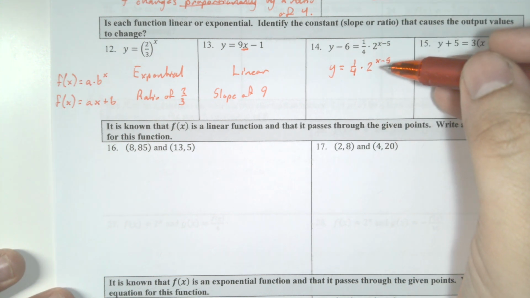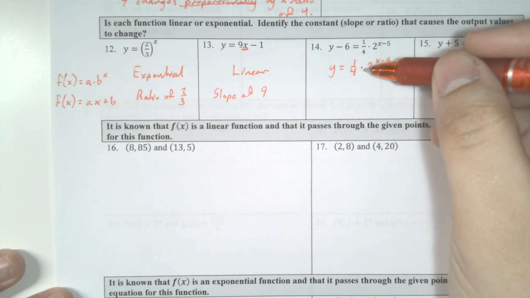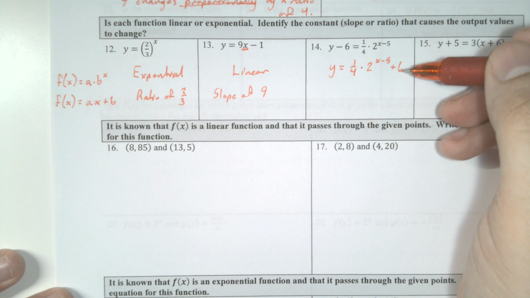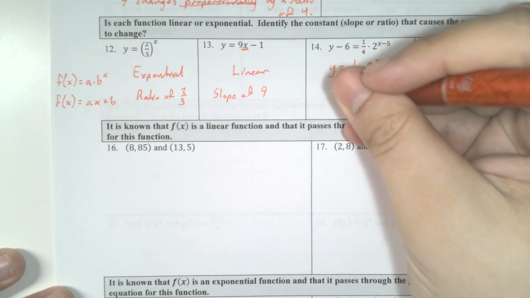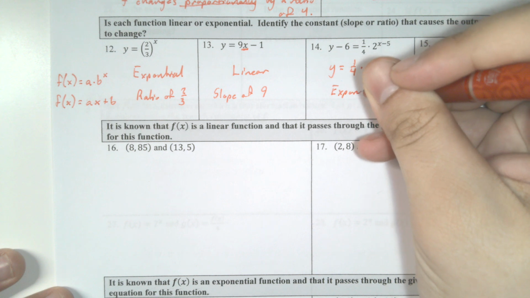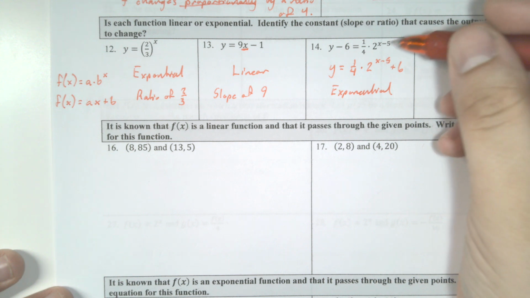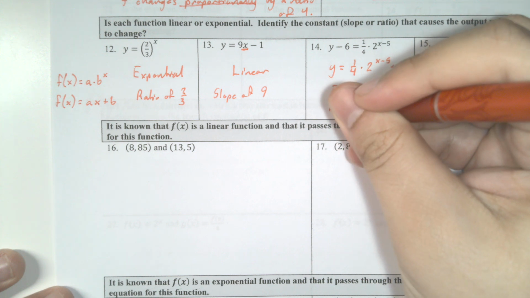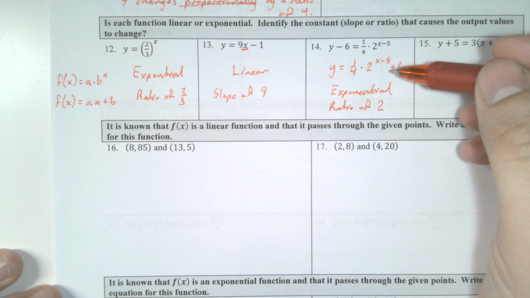And even though we have a more complicated looking expression, we still have a number times a number raised to a power of x, and then plus or minus a number. That's just going to be a translation up or down, but it doesn't change the fact that it's an exponential function, because again, we have this power of x. So this is still exponential. And the number that's causing it to change the output values is this base here, this 2.